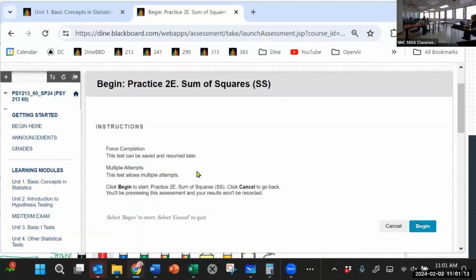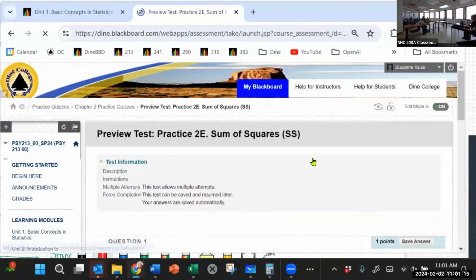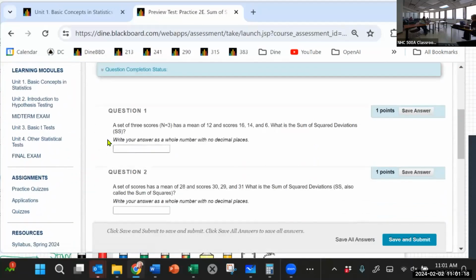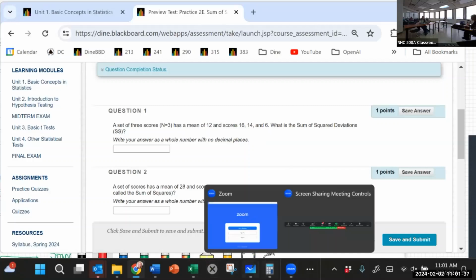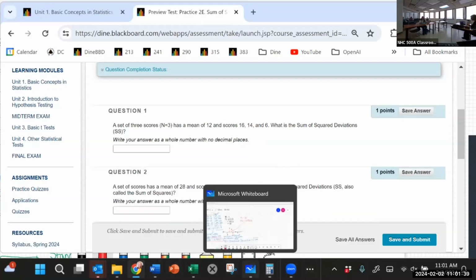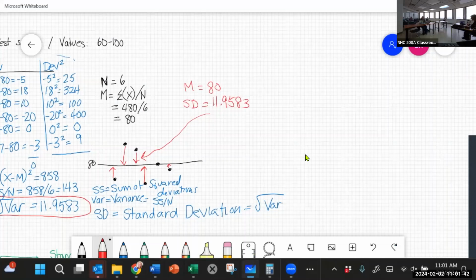So this is what you'll have to do, and this might take a little bit longer. You'll see the problems are asking you to write in an answer, and then it tells you how to write the answer. So you have 3 scores, with a mean of 12, and the scores are 16, 14, and 6. Now I'm asking you to find SS. Let's write this information down and solve this one together, and then I'll have you start on your own. Finding my whiteboard again. 16, 14, and 6 with a mean of 12. Here's score 1, 16, 14, 6, and we know M equals 12.